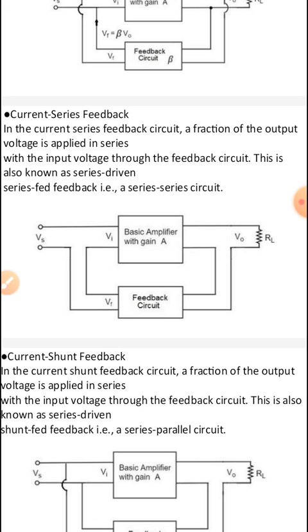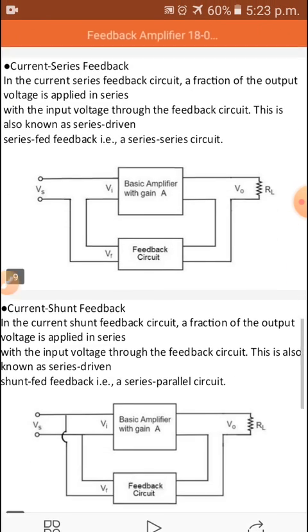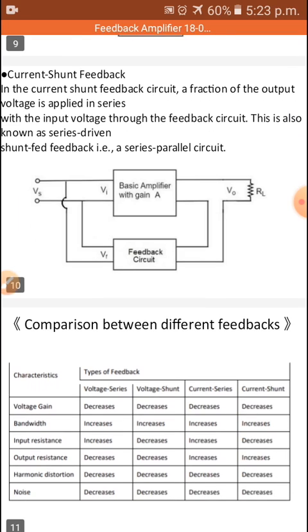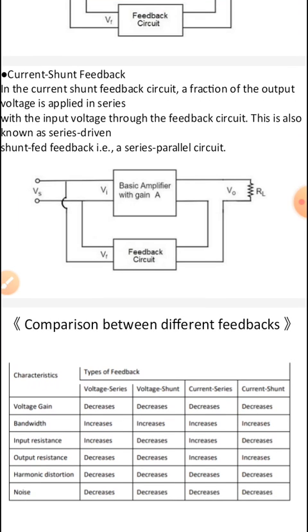As there is a series connection at the output and also a series connection at the input, due to the series connections both the input and output impedances increase. Now, in current shunt feedback, a fraction of the output is fed in series with the input through the feedback circuit. The diagram shows current shunt feedback, by which it is evident that the feedback circuit is placed in series with the output but in parallel with the input.